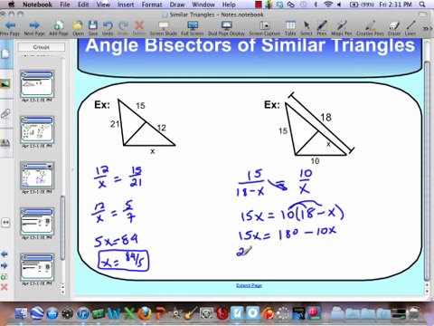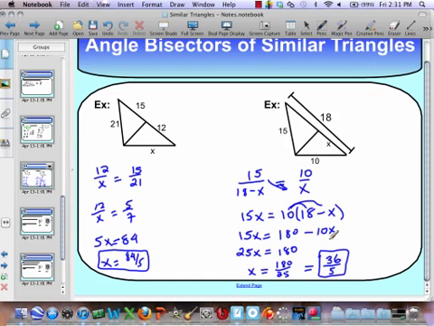Then you add 10x to 15x, you get 25x equals 180. So x is 180 over 25. Can that be reduced? By 5. So what does that give me? You get 36 over 5. All right, any questions on that?